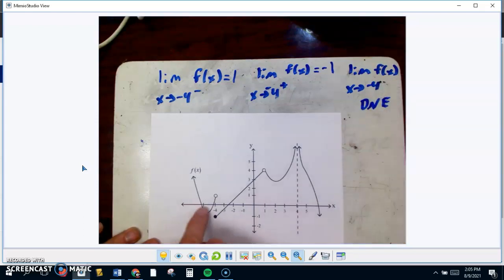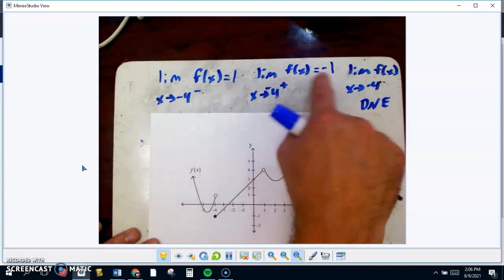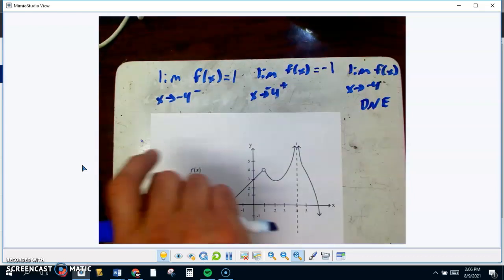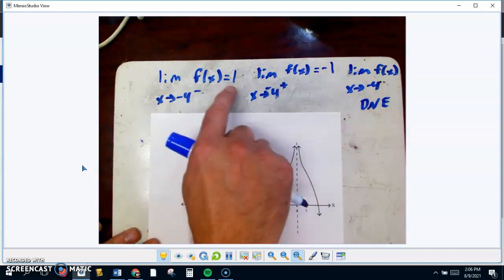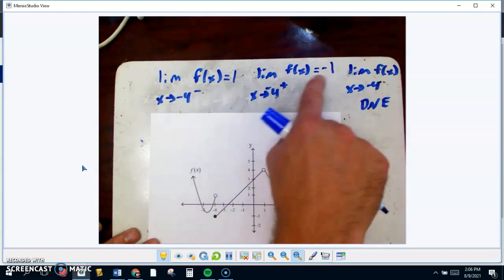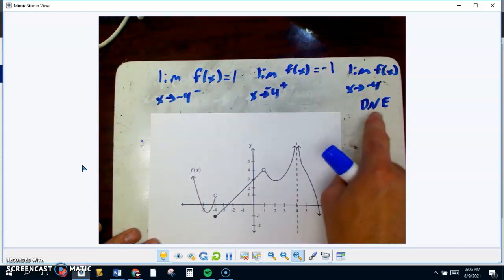Okay, so from the left, it's positive 1 because that's the y-coordinate. From the right, it's negative 1. That's the y-coordinate again. But since these don't match, which is somewhat unusual in the big scheme of things, but not unusual in this first assignment, since it's not the same here, then we say it does not exist.